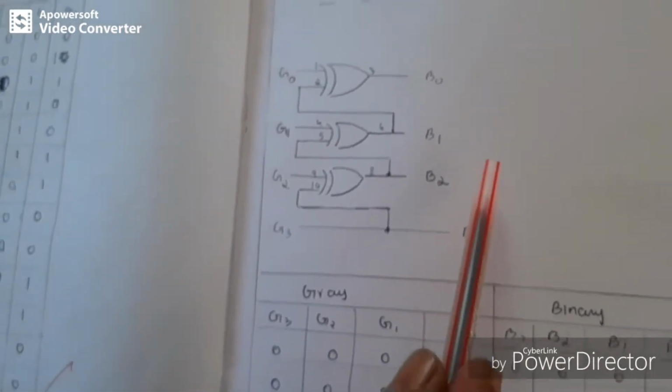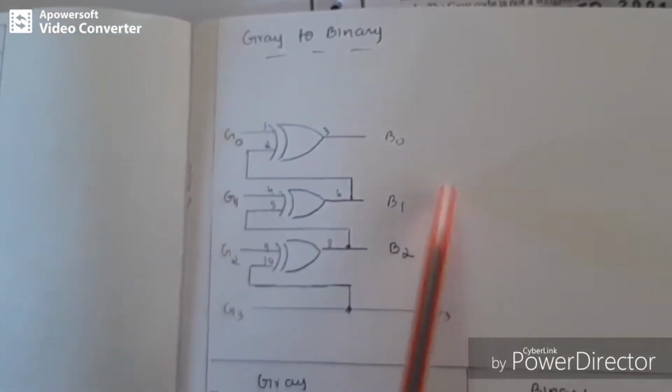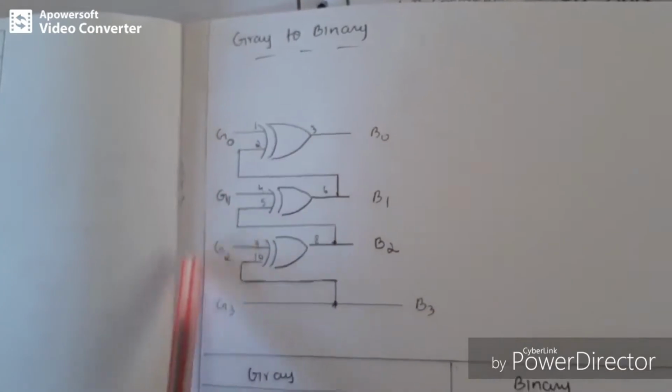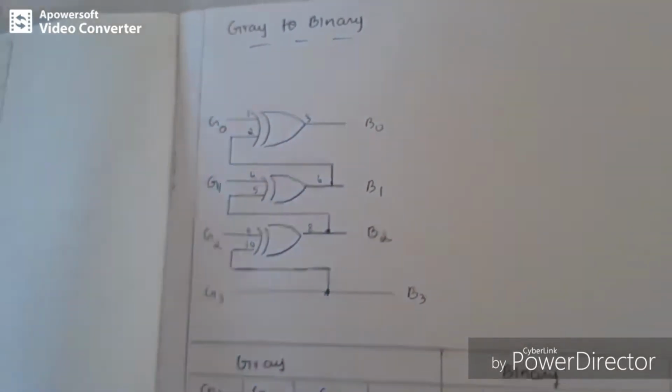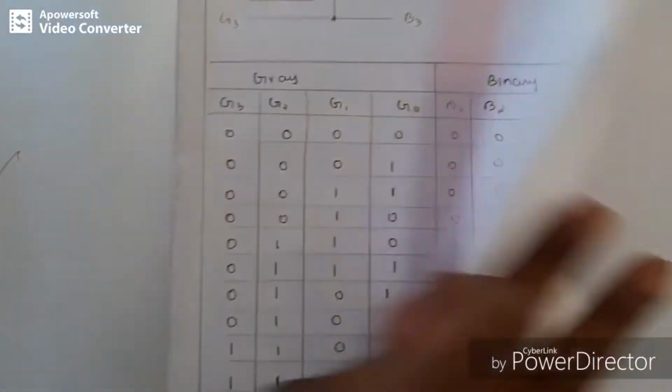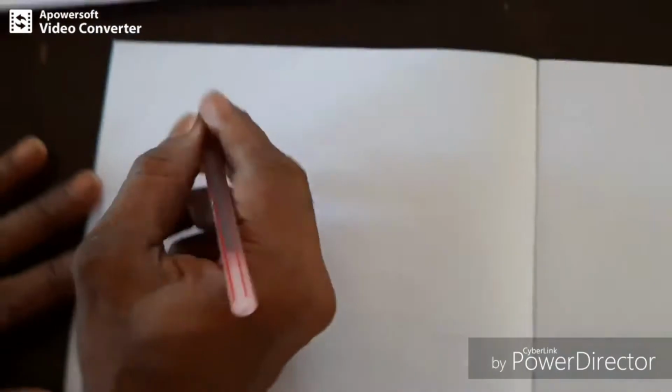And gray to binary. Because of implementation complexity, we are using the exclusive OR gate, and we have a simplified circuit diagram. So now, before moving on, what is gray code?